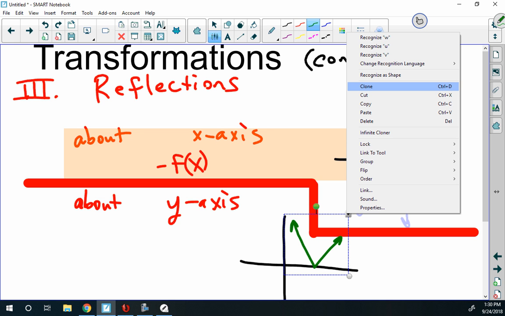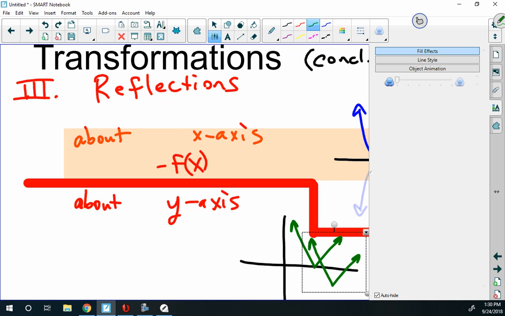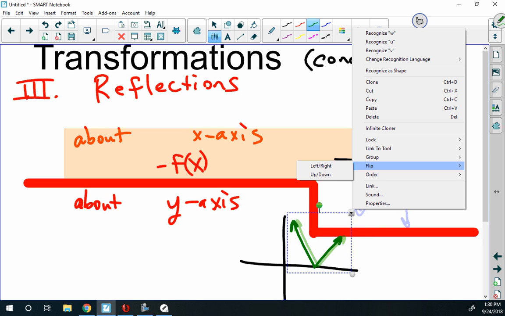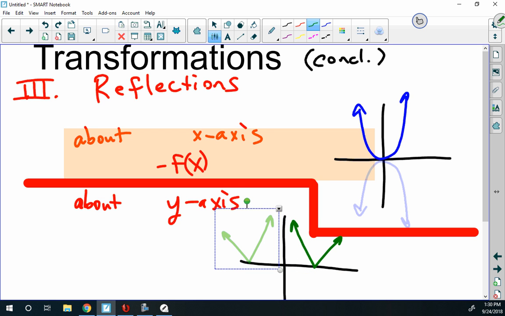I'll go ahead and clone that, and then I'll make it translucent. And if I wanted to flip it from left to right, so I wanted to make it go over here like that, what am I going to have to do to my f of x to reflect it across the y-axis? Anybody know? I still need a negative sign, but it's weird where it goes. I want to take all my x values and make them the opposite of what they were. So where do I put the negative sign? Inside the parentheses right in front of the x. Does that make sense?